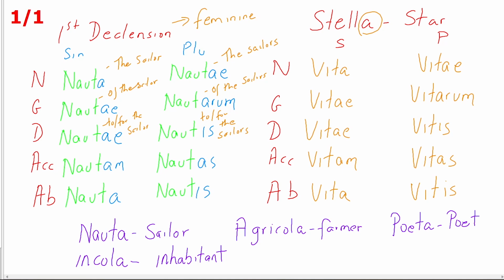So accusative, since it is a direct object, a sailor, here would be just sailors. So we can say he spoke to a sailor. And finally ablative, with, by, the sailor.